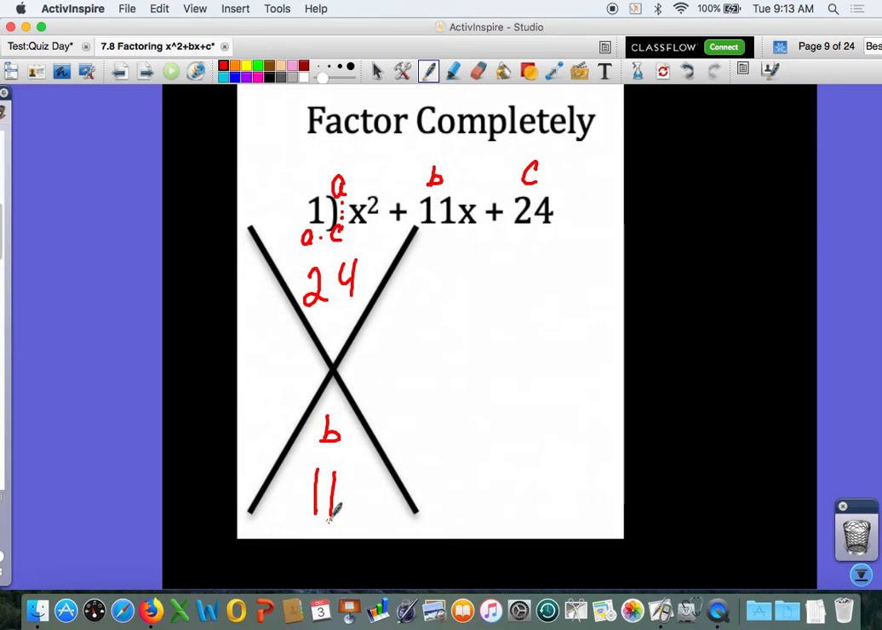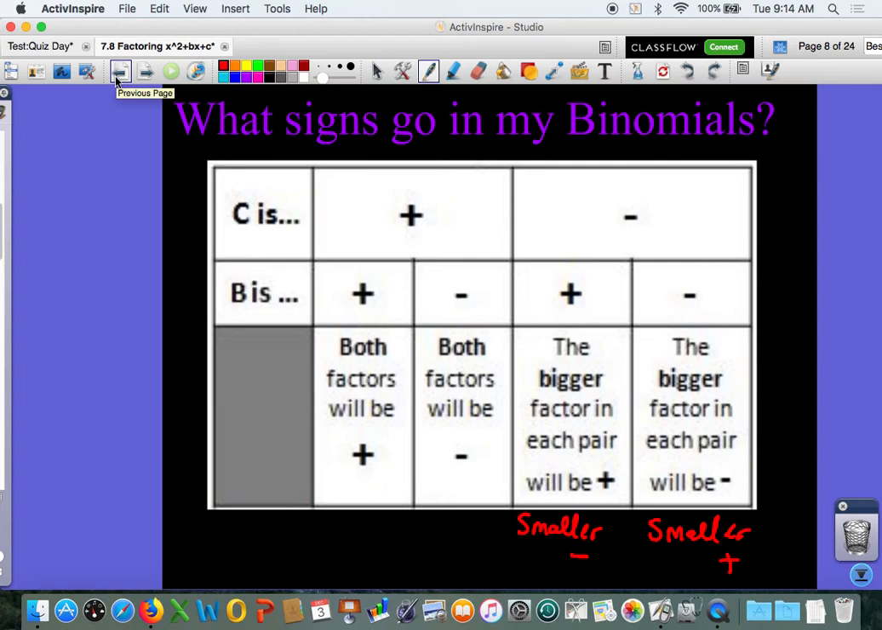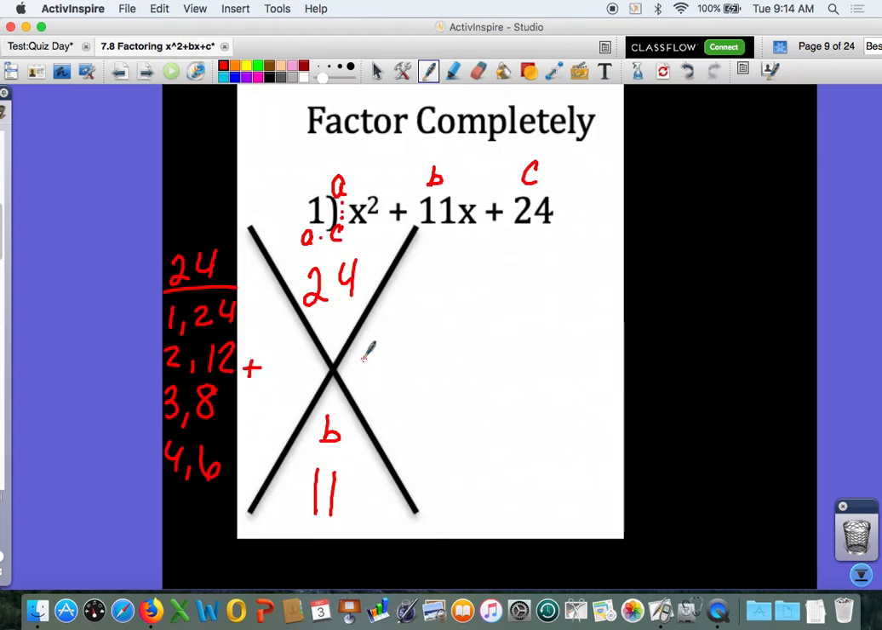Okay? Then find your factors of the top. So I need factors of 24. That's 1 and 24, 2 and 12, 3 and 8, 4 and 6. Based on the chart that we just looked at, C was positive, B is also positive, so both factors will be positive. So I'm going to write a plus sign.